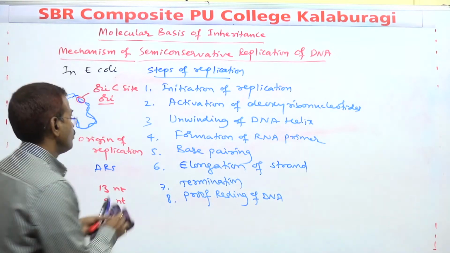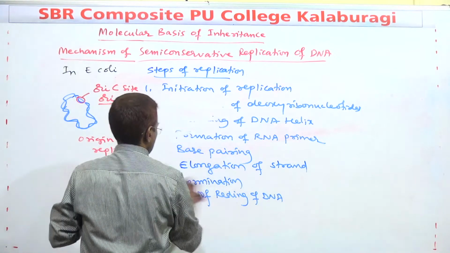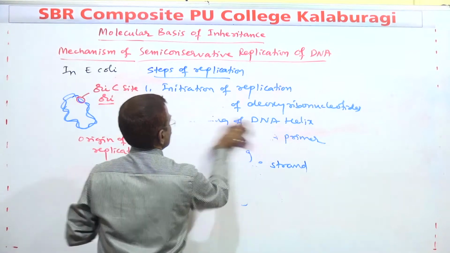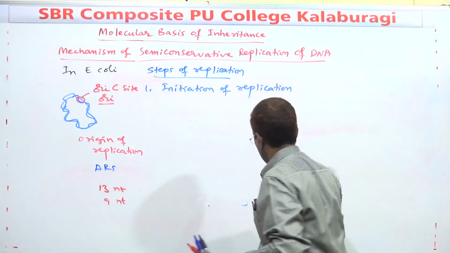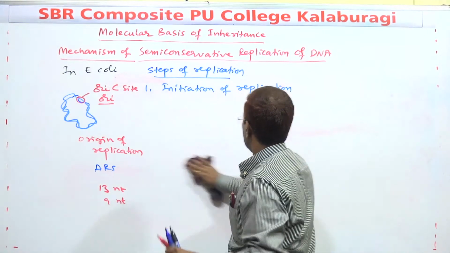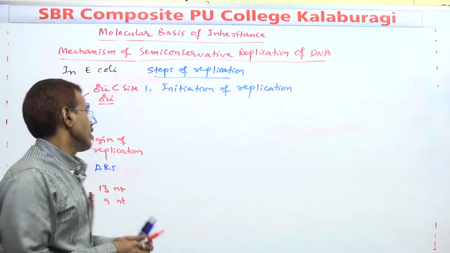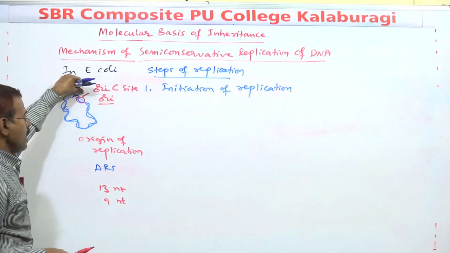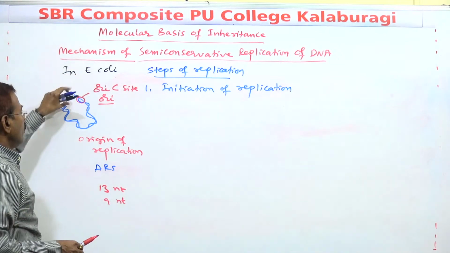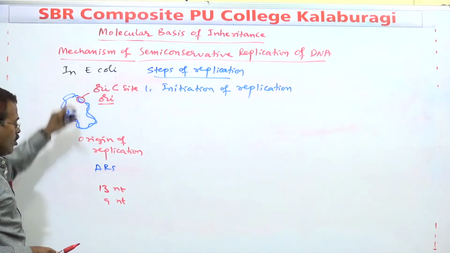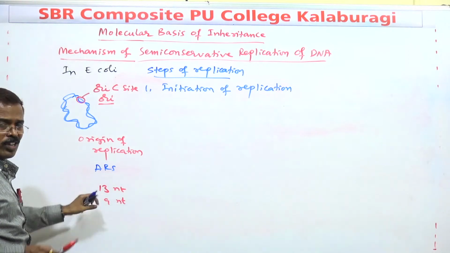So the ori site will provide the specificity for the starting of the replication, from where the replication should begin, that is mainly from the origin of replication. So this DNA part has what we call a 13 nucleotide long sequence and a 9 nucleotide long sequence.